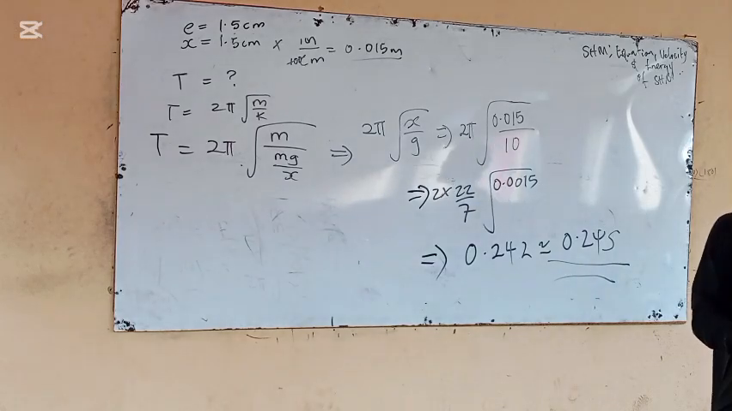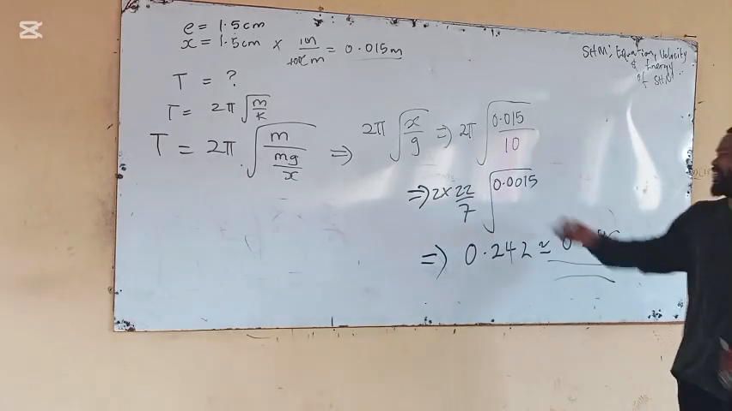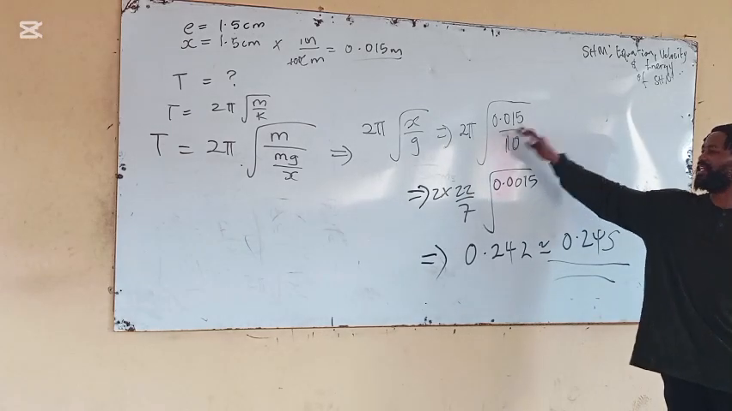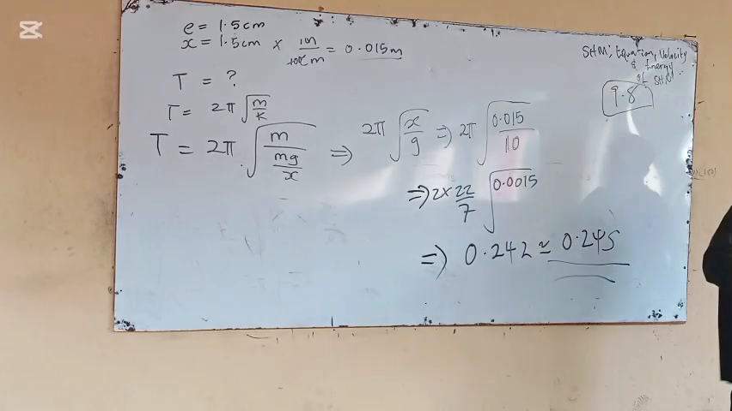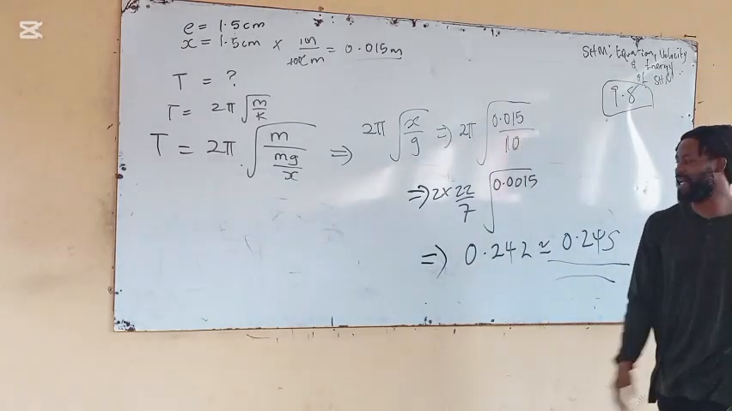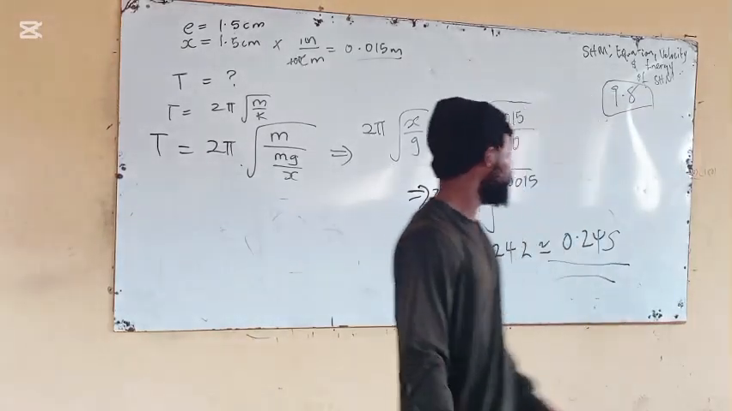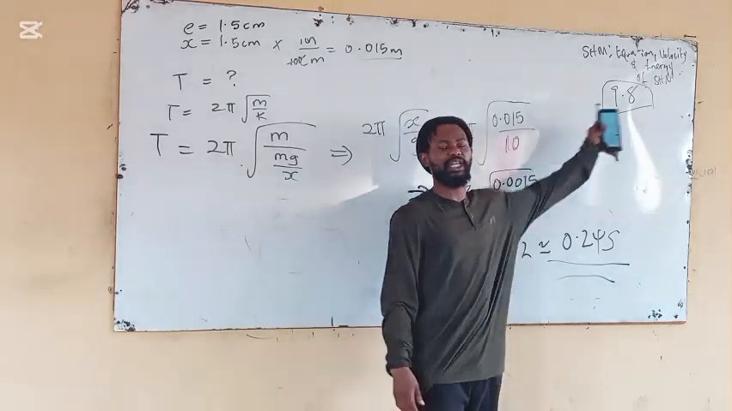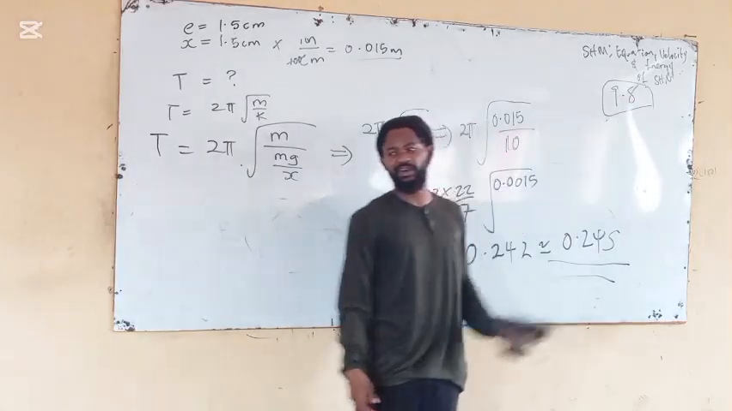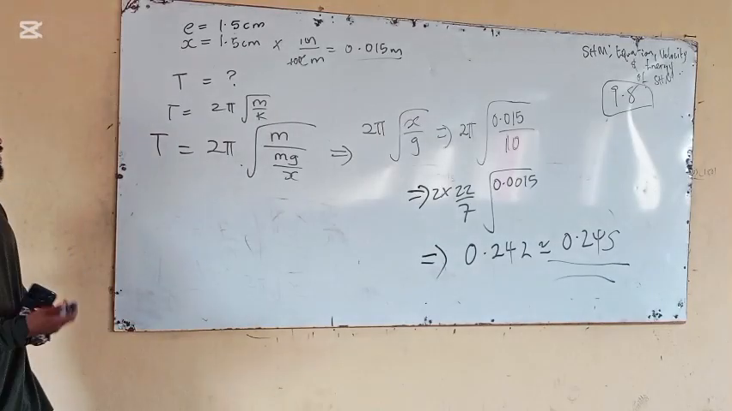For me, I like using this, but the truth is that 9.8 is more correct. So whoever is marking it, it's up to you to check what answer you have here. But I will advise you as my student, 9.8 is more correct than this because the more decimal places you have, the more correct your answer will be. I've always said that.